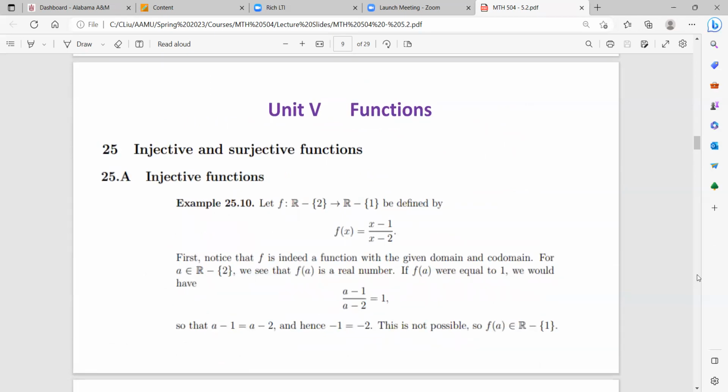Let's do another example. So this time we define a function, a rational function, x minus 1 over x minus 2. And we have to be very careful about the domain and the codomain. Okay.